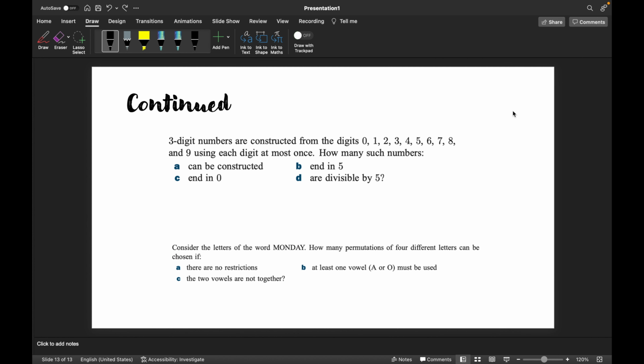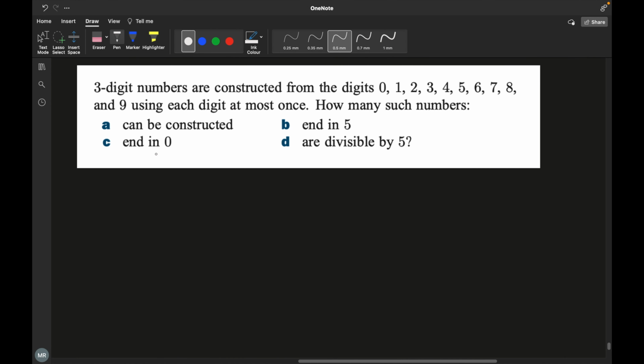3-digit numbers are constructed from the digits 0, 1, 2, 3, 4, 5, 6, 7, 8, and 9, using each digit at most once. How many such numbers can be constructed? We have 3 digits. So the first can be occupied by 9 digits, because if we put 0 here, it's going to become a 2-digit number. And therefore, this can be filled in 9 ways. And this can also be filled in 9 ways because it can be occupied by 0. And this is going to be 8. So 9 into 8 into 9.